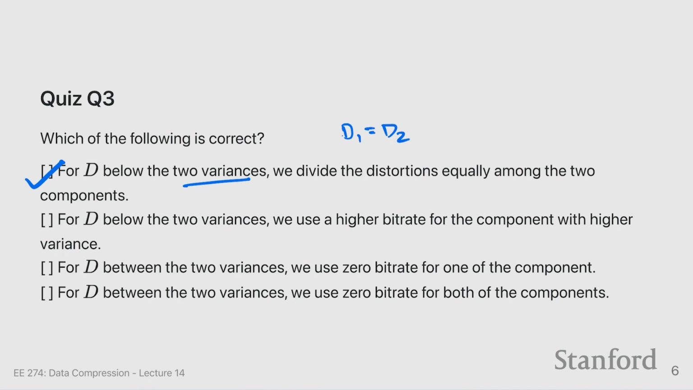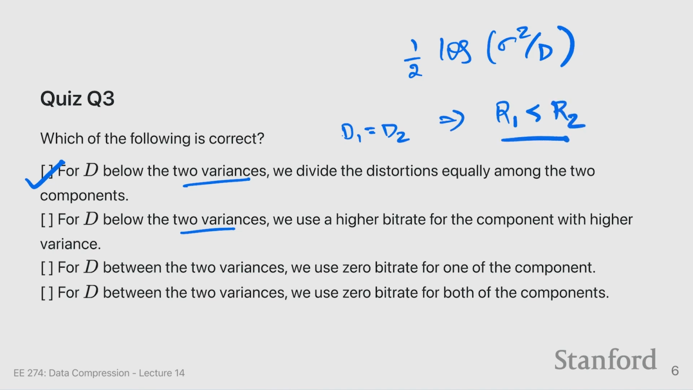Again, the second part now asks, for D below the two variances, what about the bit rate? If you think about it, if D1 is equal to D2, our bit rate is half log sigma squared by D for each component. So if D1 is equal to D2, then that would imply my rate 1 is actually less than rate 2, right? Because my sigma 1 is less than sigma 2. So if you didn't follow last lecture, we are equally distributing the distortion, but we are still giving higher rate to the component with higher variance, right? Even when you are working with lower distortion than both the sigmas. And so this is also correct.